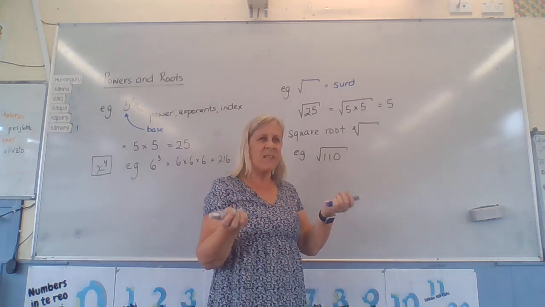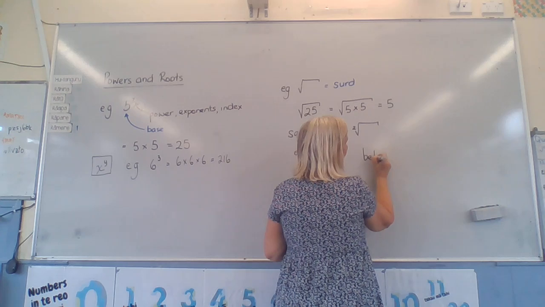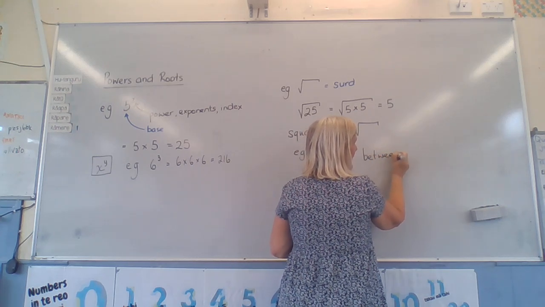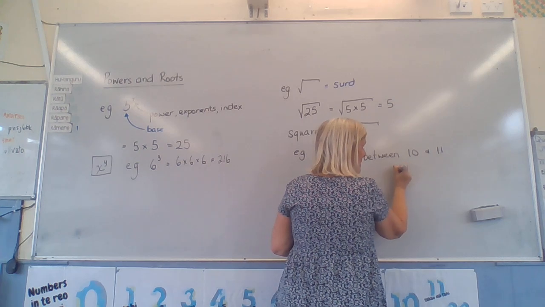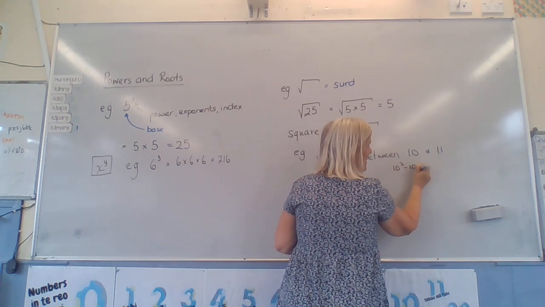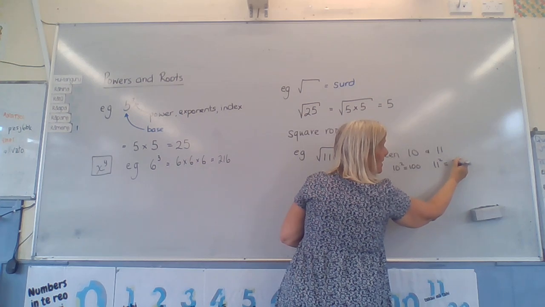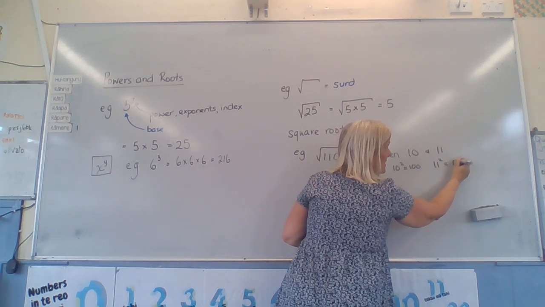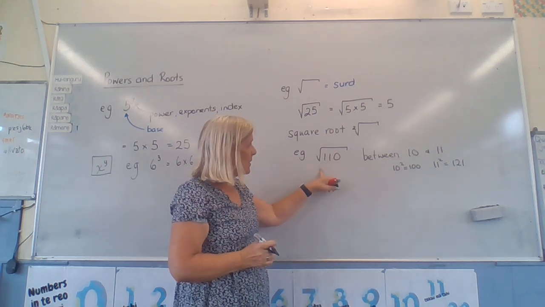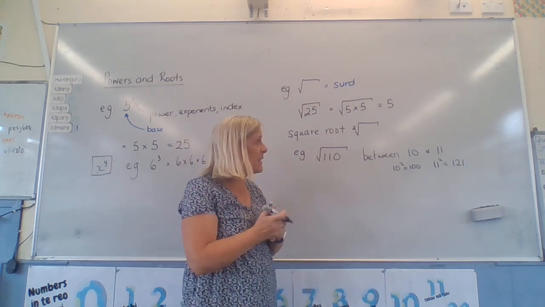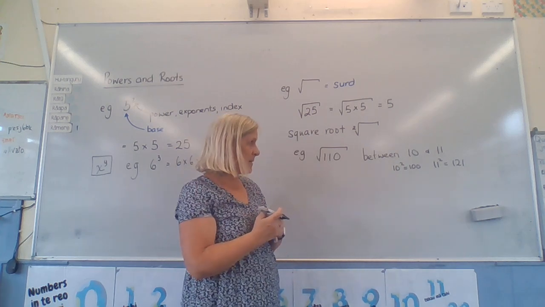So the square root of 110, we're going to go, it's between 10 and 11. Because 10 squared equals 100 and 11 squared equals 121.